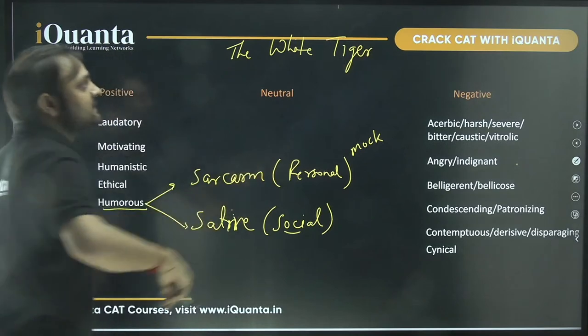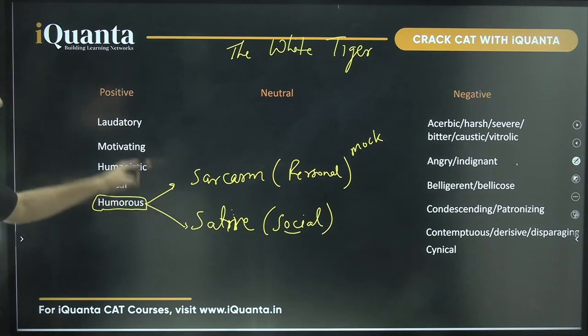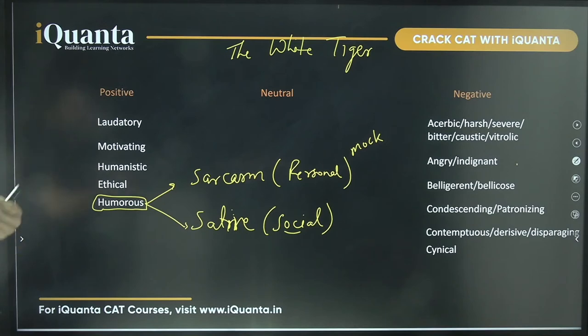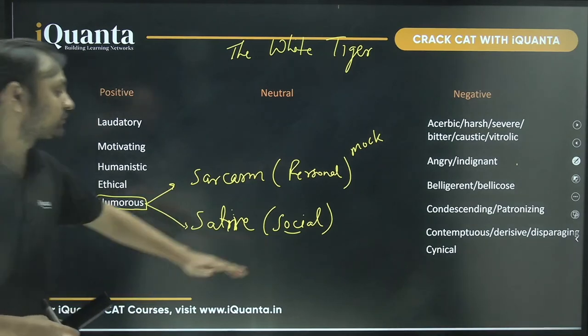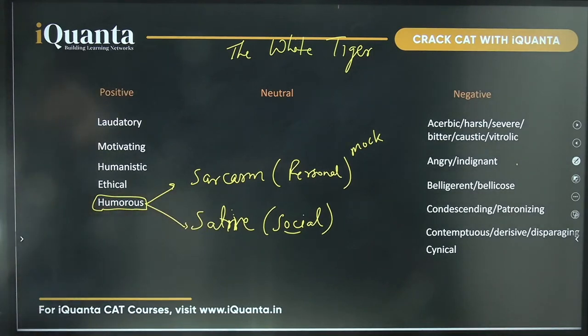Now, if you read this entire book, it has been written in a very humorous tone. The book is humorous, but when you move this humor one step further and it becomes a social commentary, then it becomes a satire. So The White Tiger is nothing but a satire on the difference between India and Bharat.